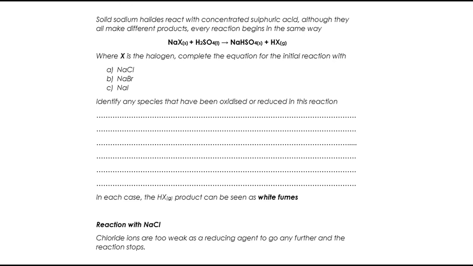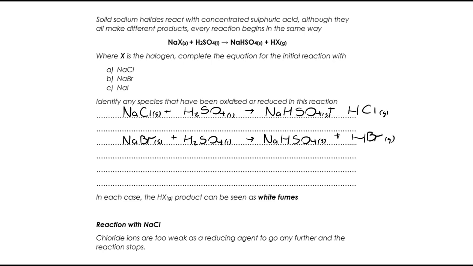Taking a look at the equations, hopefully relatively straightforward. We had the NaCl instead of NaX and HCl instead of HX. Repeat the same thing with the HBr. Repeat the same thing with the HI. So the equations themselves, this is the start point for every single reaction between the sodium halide and concentrated sulfuric acid. Let's start to take a look at the oxidation states.